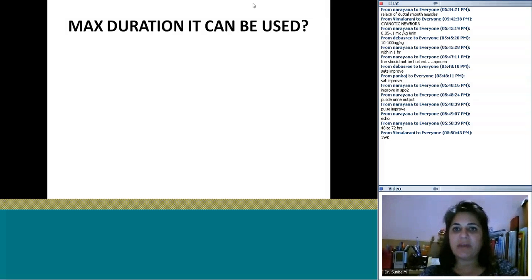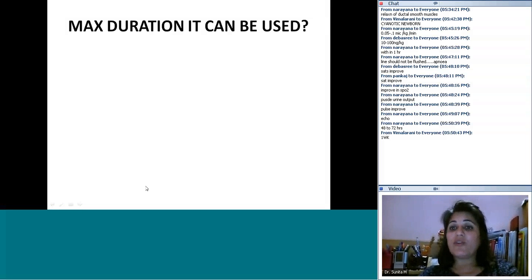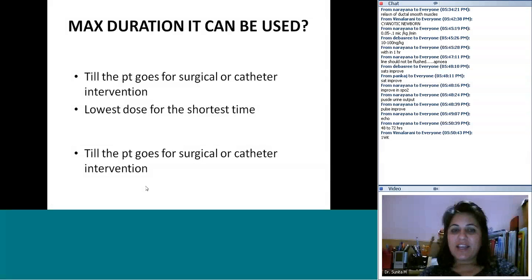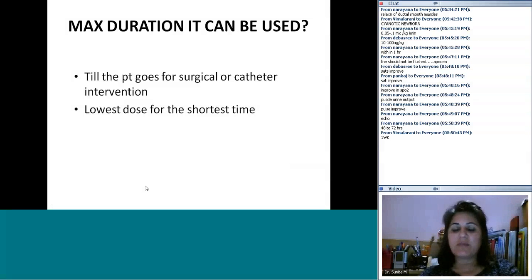What do you know the maximum time that prostaglandin has been given anywhere in the world? Maximum? So it's been given for up to 140 days. So if somebody asks you maximum duration, you should really say ideally it should be used until the patient goes for his surgical or his catheter intervention, right?